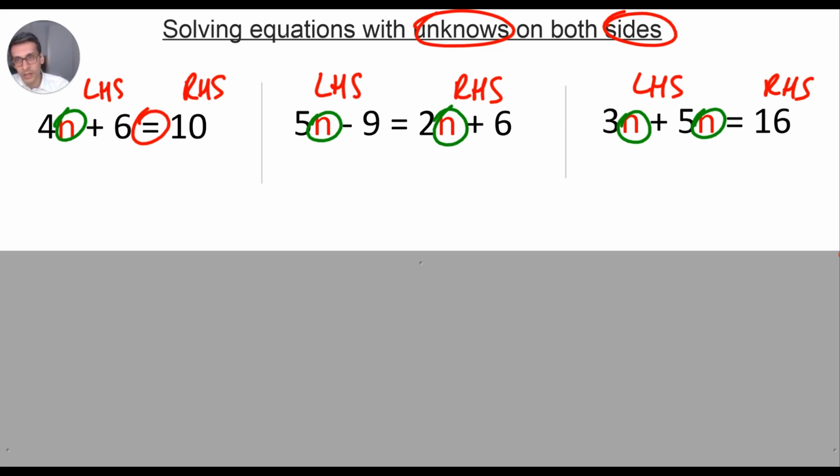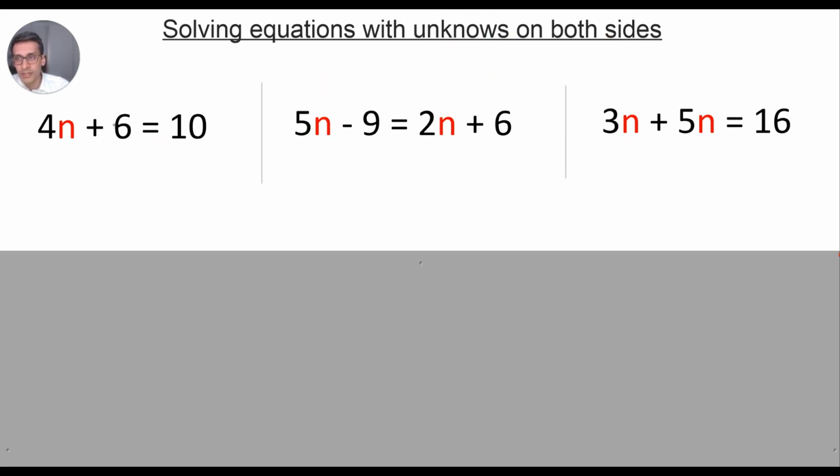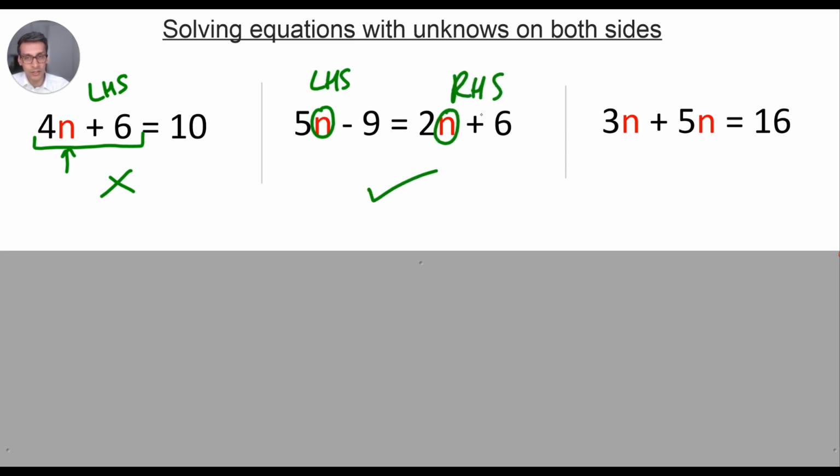And then it says equations. Well, these are all equations. However, these are not all equations with unknowns on both sides. If we look at this carefully, we can see in this equation here, the unknown is only on the left-hand side. So this is not an equation with unknowns on both sides. In the middle equation, we can see we've got an unknown on the left-hand side of the equals sign, and then an unknown on the right-hand side of the equals sign. So this is an equation with unknowns on both sides.